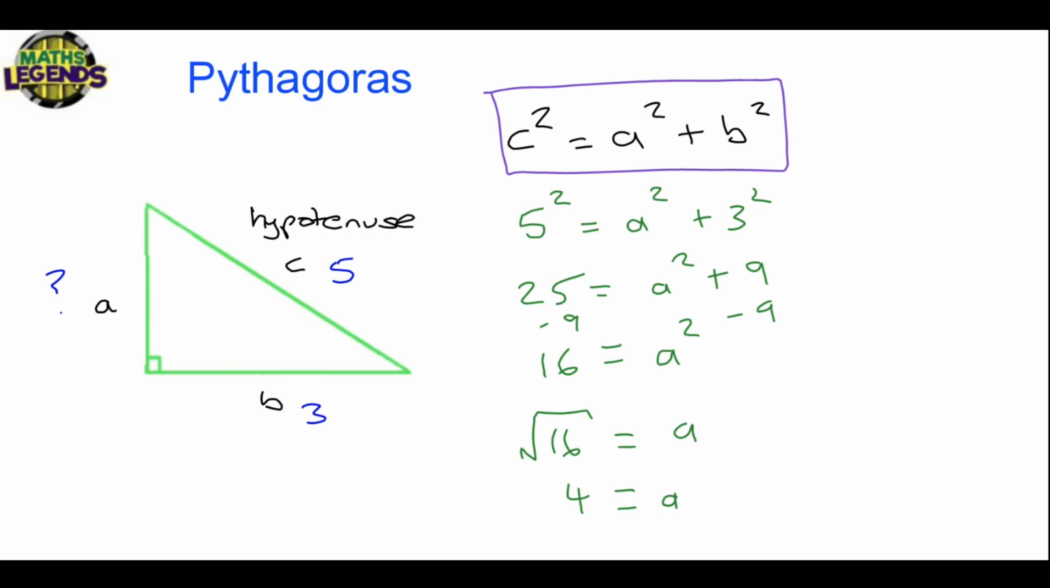So a equals 4. Now here we said that the a was unknown and the b was known. However, if we swap them around, the procedure would be the same, except we would replace a with the number that we know, and b would be the unknown, and we would rearrange in the similar manner. Let's look at another example.